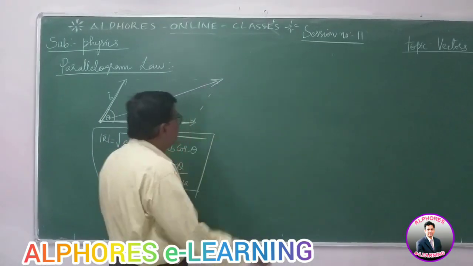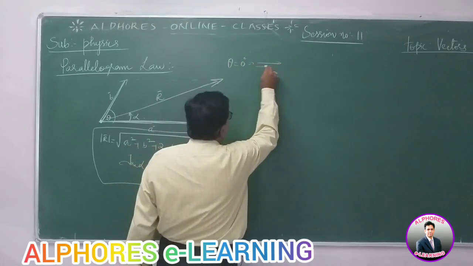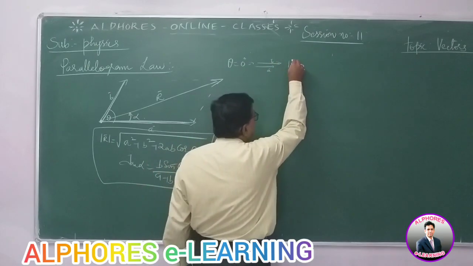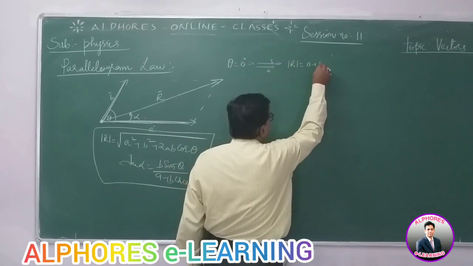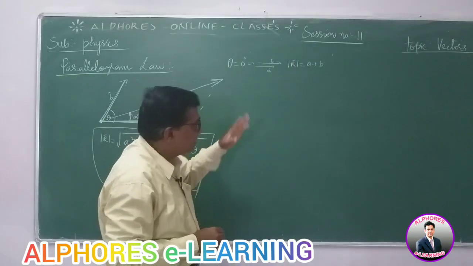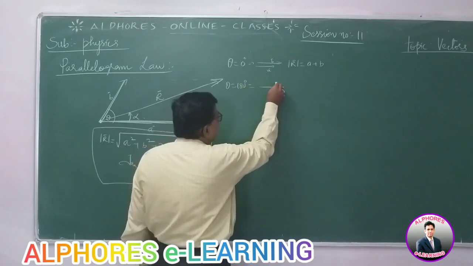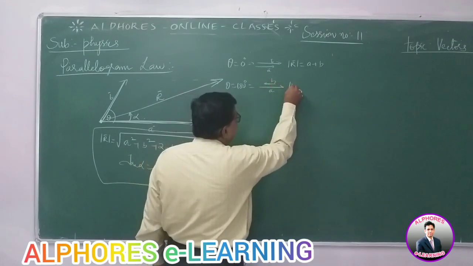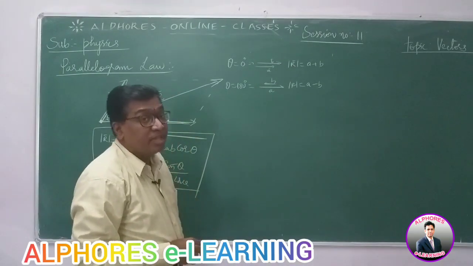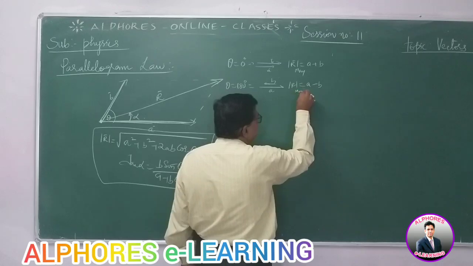Later we have considered if theta is equal to 0, that is A bar, B bar are in same direction, then the magnitude of the resultant is simply A plus B. Maximum resultant, just A plus B. If theta is 180 degrees, A bar and B bar are in opposite direction, then the magnitude of the resultant is A minus B, minimum resultant. This is maximum, this is minimum.